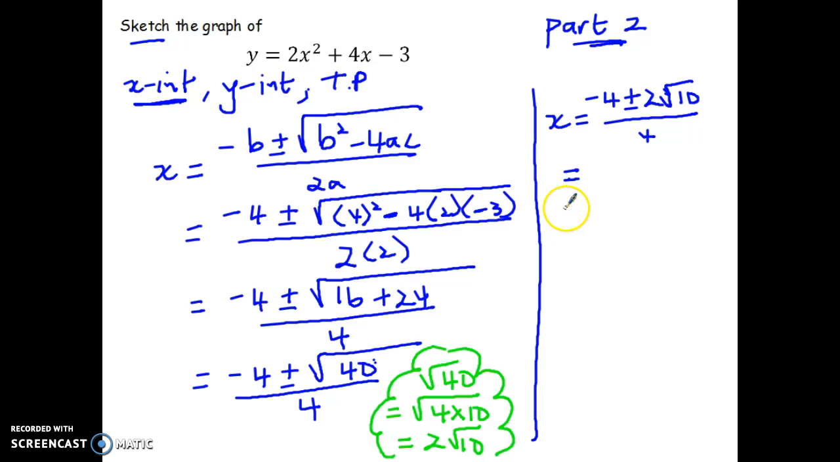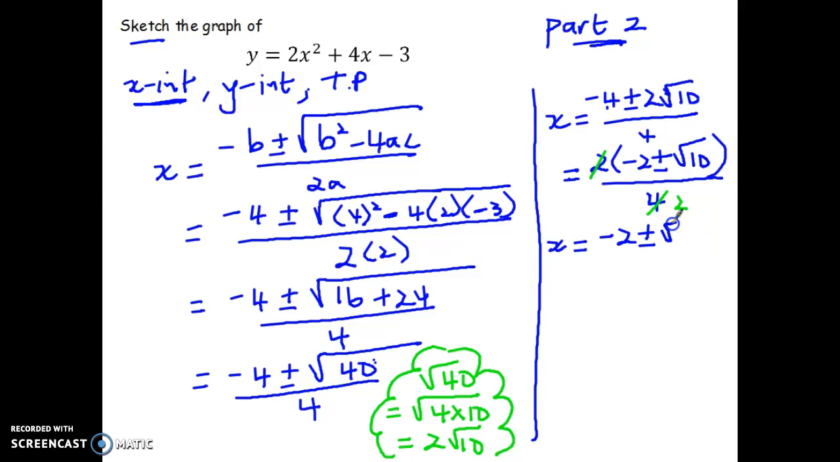To help us cancel down and to see what's going on, I'm going to take a common factor of 2 out from the numerator there. So I have this. I can then cancel that 2, oh sorry, that should be a 4 there. But I can now cancel that 2 with 2 from the denominator there. So my x-intercepts are minus 2 plus or minus root 10 on 2.